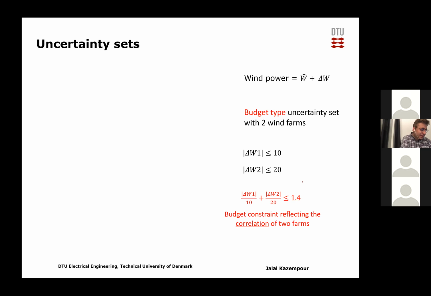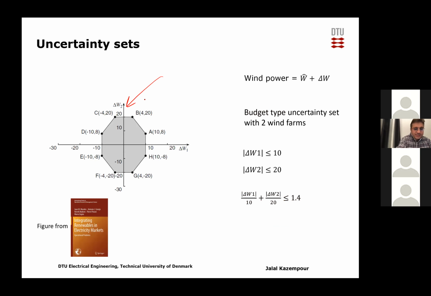Now, based on our historical data and the correlation of our two wind farms, we can define this type of constraint that we call a budget. So we can define a budget type uncertainty set. Then our uncertainty set is not just a box, it's a polyhedron, and the figures are from the book. With a budget type uncertainty set, how many vertices will we have as a function of n, the number of wind farms?